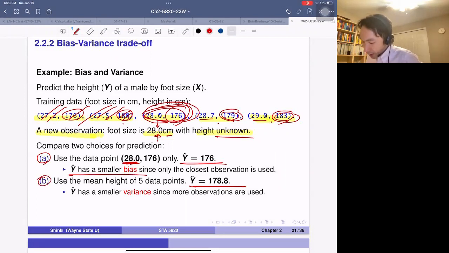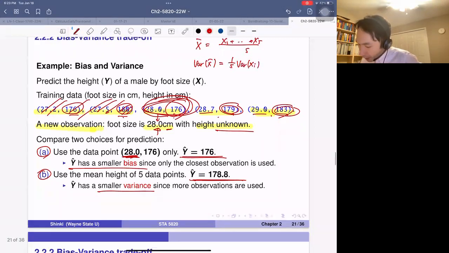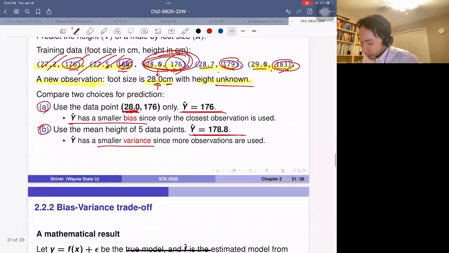But in the second case, we have a smaller variance. This is maybe easier to understand. If we take the average of 5 observations, then the variance of x bar is equal to 1/5 times the variance of x, a single observation. So the variance gets 5 times smaller. So B is better in terms of a smaller variance.